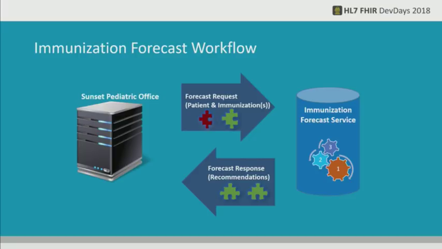So if you think about the workflow process here, I've got the pediatrician's office. They're going to do a forecast request, and this can be a FHIR operation. I'm going to send the patient and immunizations as FHIR resource instances to a forecasting service, which the CDC here in the US has, with forecasting rules for immunizations. That sends the information back in the form of a forecast response, which is the recommendations.